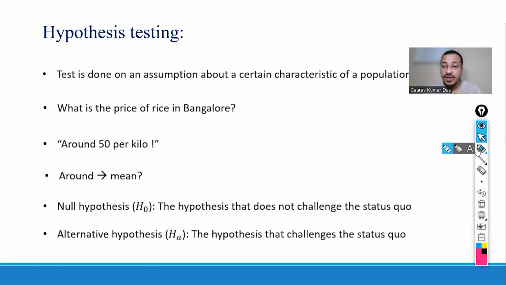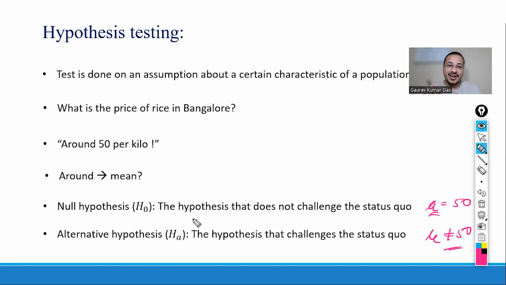So what I'm trying to say here: once you have derived the information, it's around 50 rupees per kilo. The null hypothesis will support your inference, what you have drawn. Mu is equal to 50, which means the population mean is also equal to 50. And the alternate hypothesis will say mu is not equal to 50, or the population mean is not equal to 50. This is how the statements are derived.